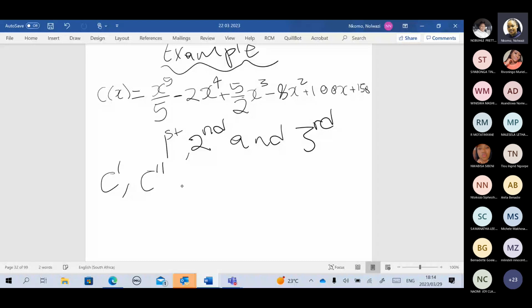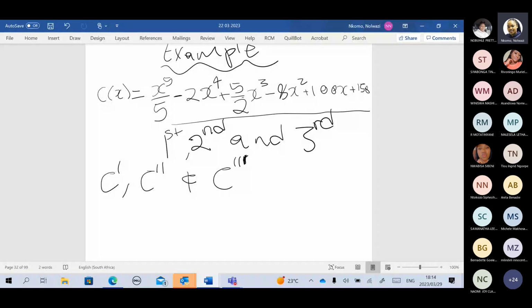Remember I said we will use the same rules, the ones that we learned, the rules of derivatives. If you look at this function, our c, you see we are given a polynomial function here, right?